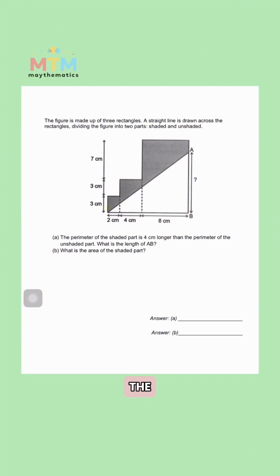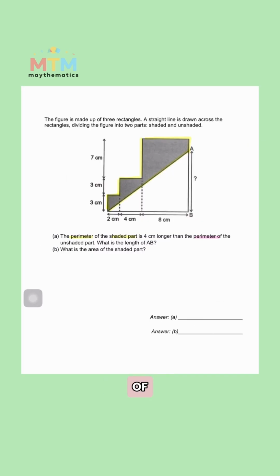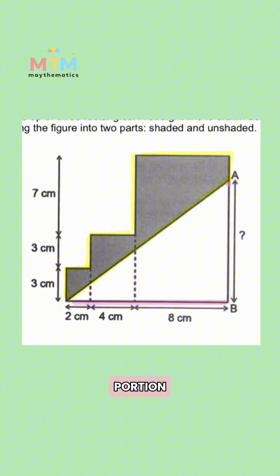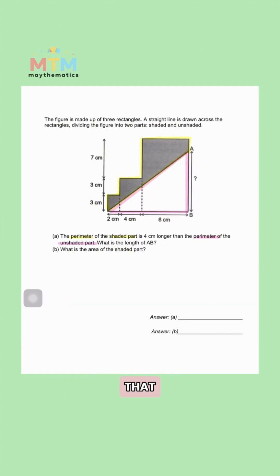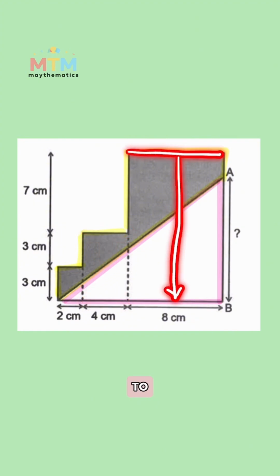So now let's take a look at the perimeter of the shaded part. For perimeters, we always have to trace the outline. This would be the outline of the shaded part. Let's outline the perimeter of the unshaded part. This whole portion would be the outline of the unshaded part. Since the question mentioned there is 4 cm longer for the shaded part, let's look at the difference in their lengths. This is equal to this, and this is equal to this.